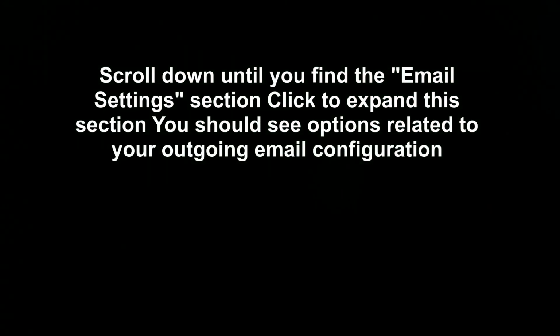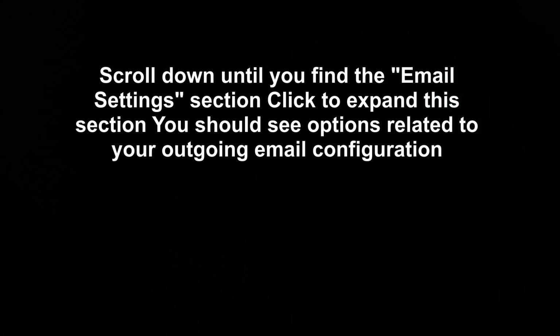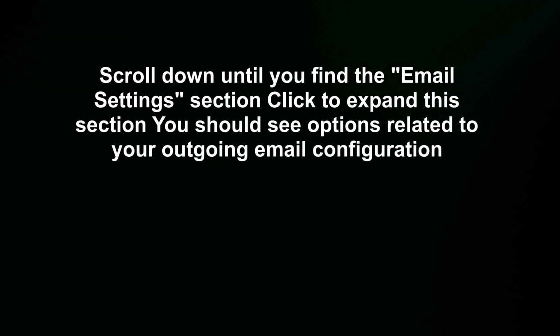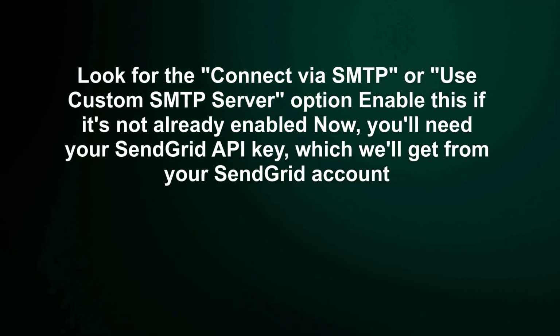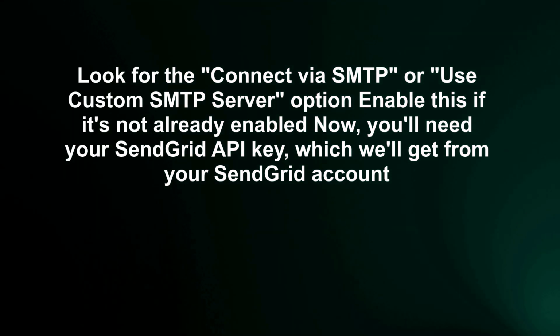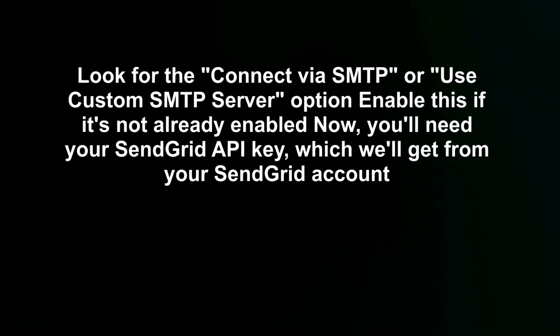Scroll down until you find the email settings section. Click to expand this section. You should see options related to your outgoing email configuration. Look for the Connect via SMTP or use custom SMTP server option. Enable this if it's not already enabled. You'll need your SendGrid API key, which we'll get from your SendGrid account.